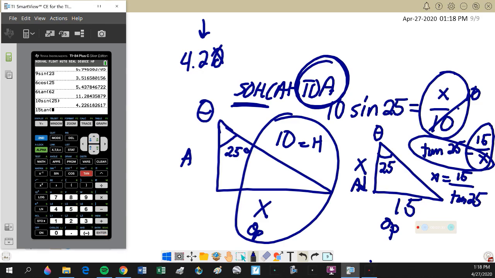So 15 divided by the tangent of 25 is 32.16. This 6 is going to bump this up to a 2, and the answer is 32.2.